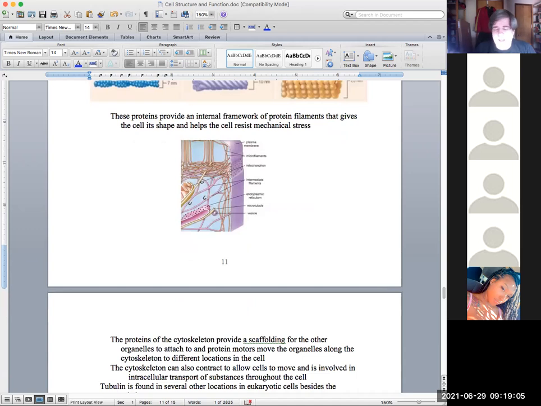Some people think that the cytoskeleton is in a sense the most important part of the cell, even more important than the nucleus, in the sense that this is what gives the cell some structure.